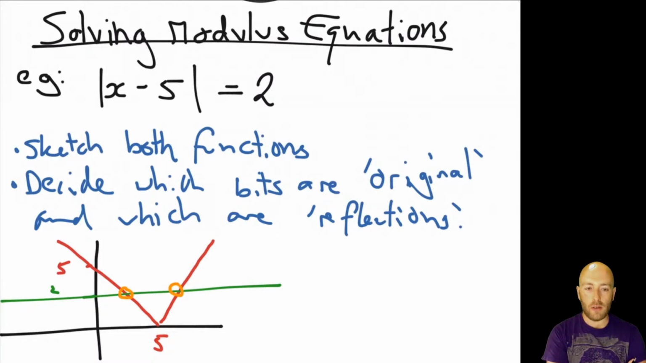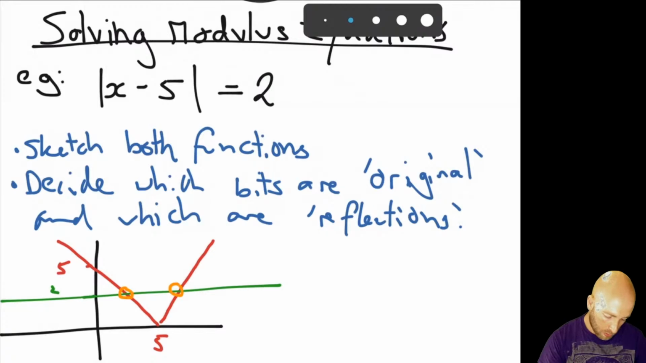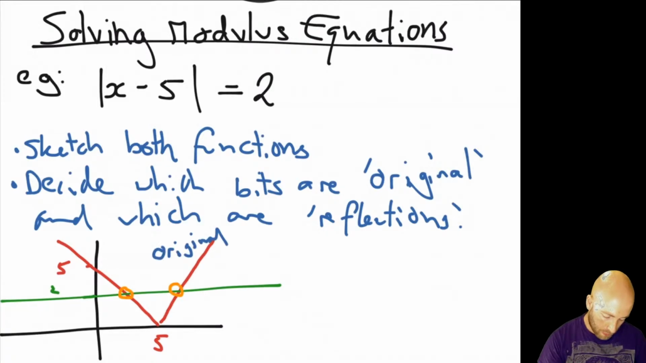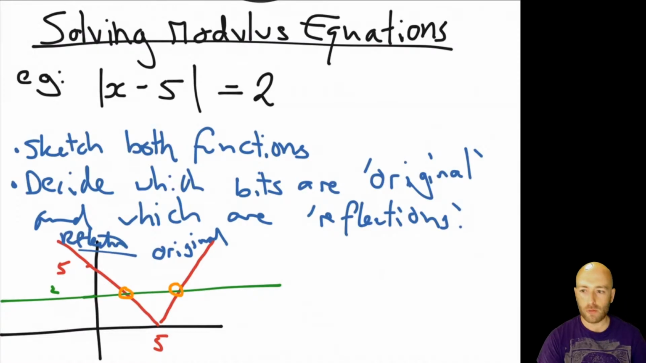Okay, so which bit of the red graph is original and which is a reflection? The way I mean original is if there were no modulus signs, which bit would still be where it is? If there are no modulus signs, this would just be a straight line going through -5. So this bit, let's do it in blue, this bit is original, and this bit is a reflection.